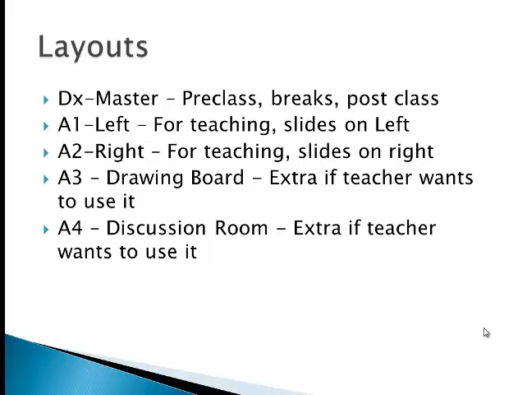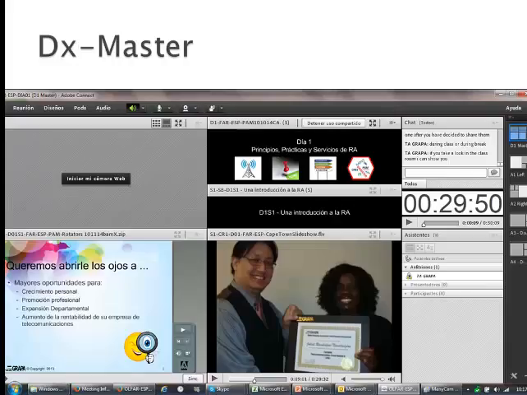A1 left, where the slides are on the left and the teacher's on the right, and A2 right, vice versa. These 2 are where people will spend most of their time. These are where the slides and the teacher are. The A3, which is a drawing board, and the A4, which is a discussion room, are there for the teacher if the teacher wants to use them. They're not used too often. So the main ones are the DX Masters, A1, and A2.